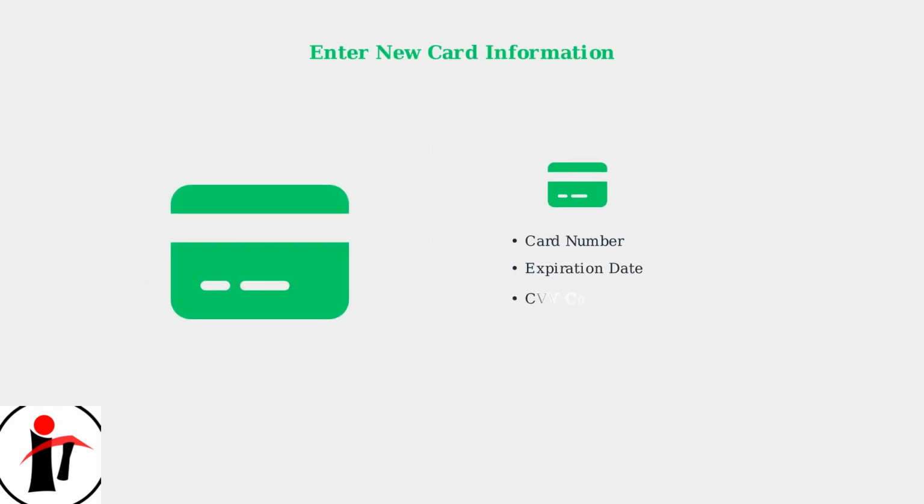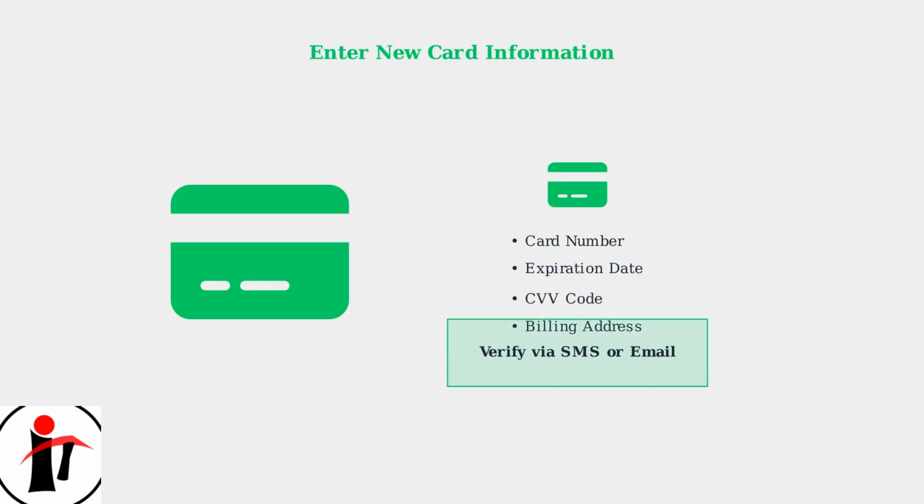Once you select the card to update, enter the new card information, including the card number, expiration date, and CVV code. You may also need to update the billing address. Cash App will then require verification through SMS or email to confirm the changes.